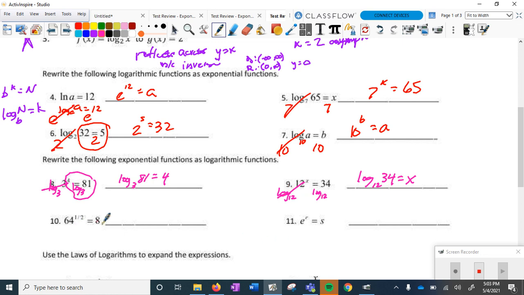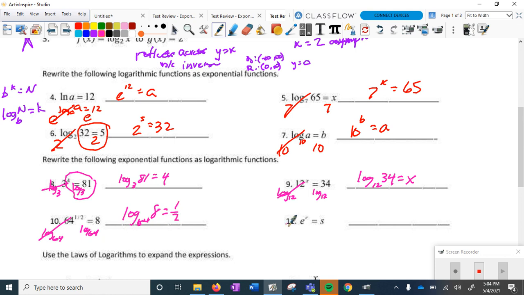Okay, so here, what would be the log base that we use? It would be log base 64. Okay, that'll cancel this out, but then I have to do log base 64 on this side too. So I end up with log base 64 of 8 equals a half.